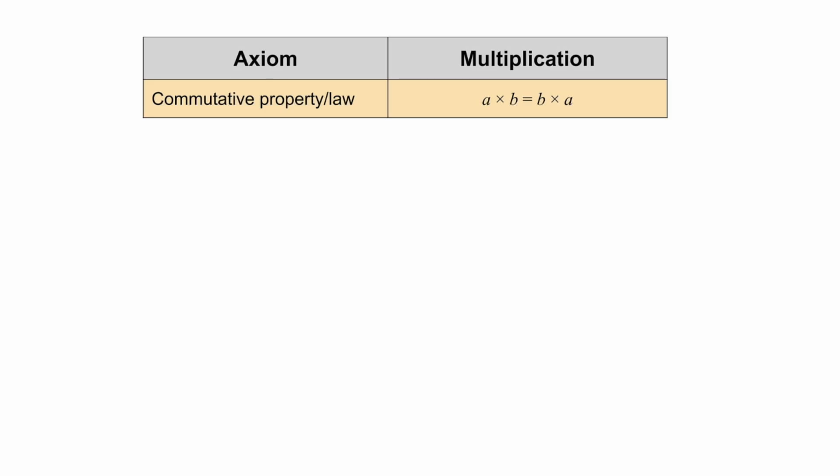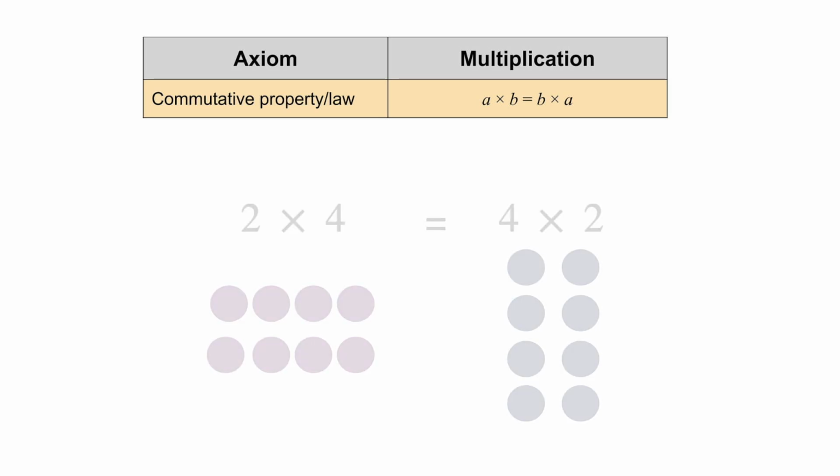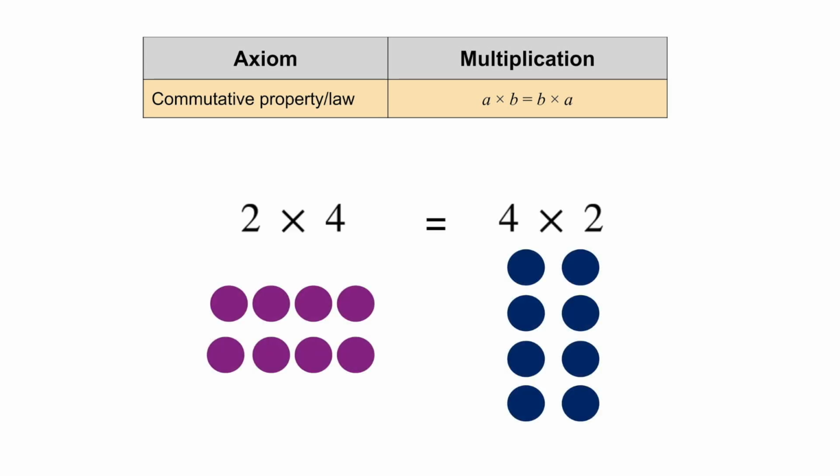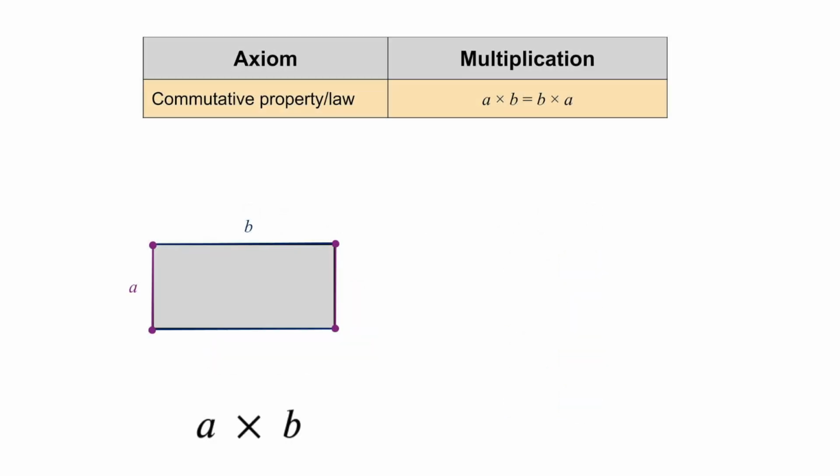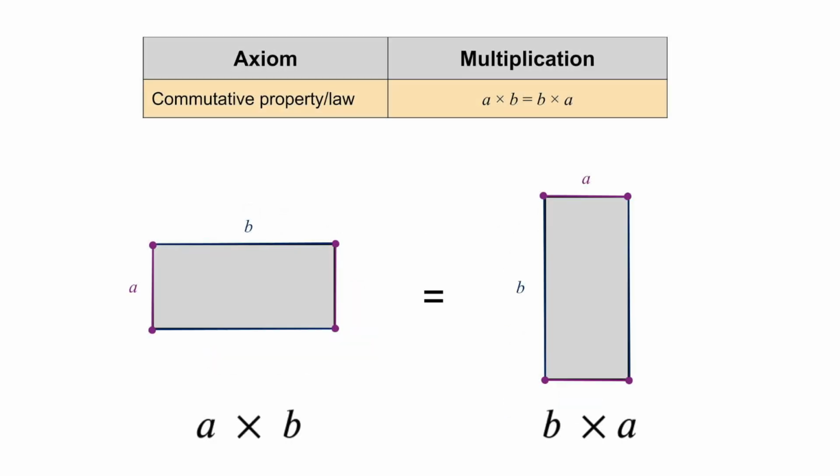Similarly, the commutative law for multiplication tells us we can multiply two values in either order. 2 multiplied by 4 is equal to 4 multiplied by 2. A multiplied by B is the same as B multiplied by A. We can demonstrate this by using arrays or areas with side lengths of the two numbers in both directions, and show they have the same area.